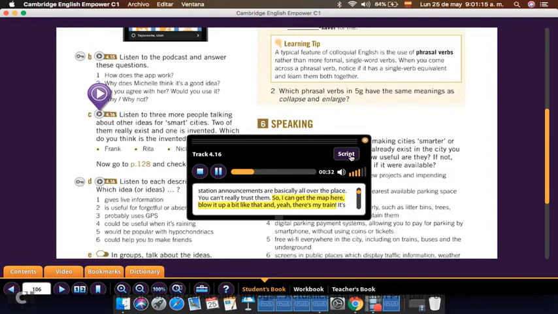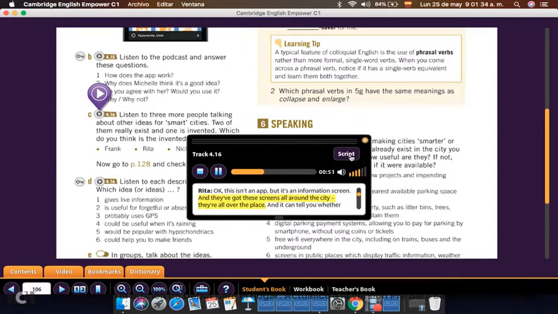So, I can get the map here, blow it up a bit like that, and yeah, there's my train. It's just left the last station, and it's due in 2 minutes. Rita.